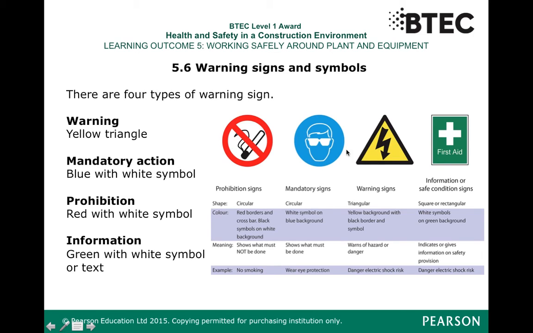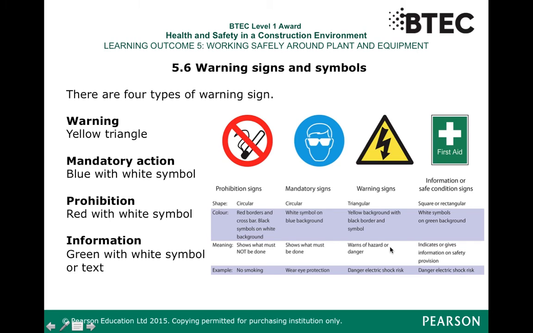As you can see here in the blue sign, it's a mandatory sign, so you have to do it. It's circular, with white symbols on a blue background. Again, it shows what must be done, what you must do. And in this case, it's that you have to wear eye protection.